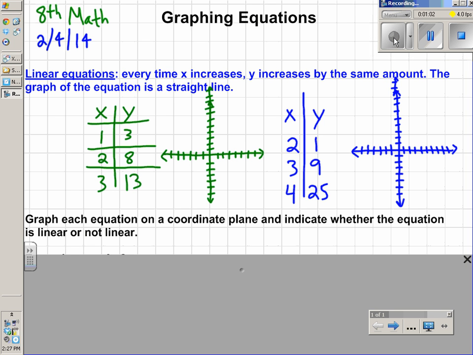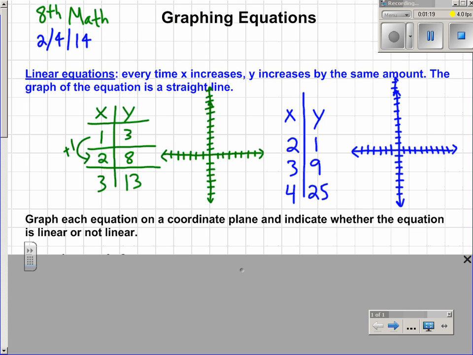Go ahead and copy down the information that you see below the definition for linear equations. We're going to work on the green problem first, and then we'll go over the blue problem. The green problem gives you the x values, where x is going up by 1 each time, and y is going up by 5 each time. Because y is going up by the same value, by 5, each time that x goes up 1, this should form a straight line.